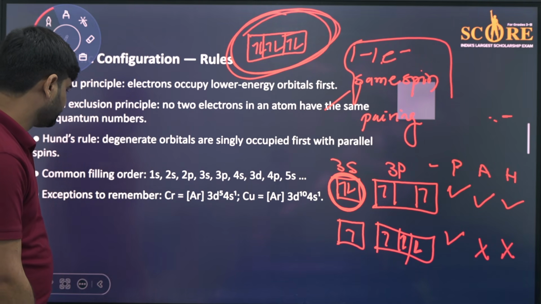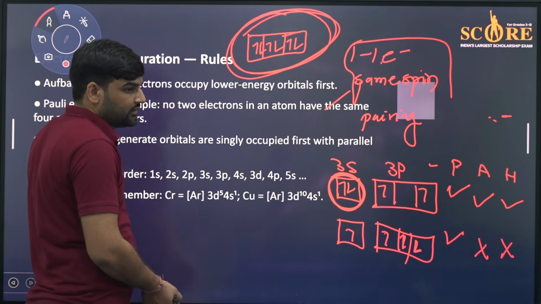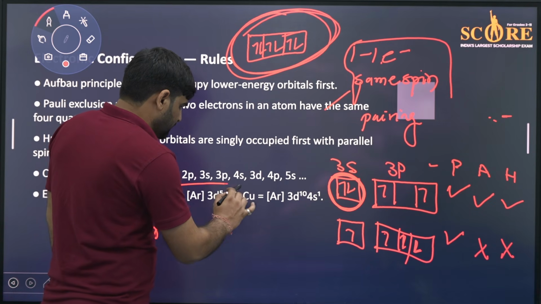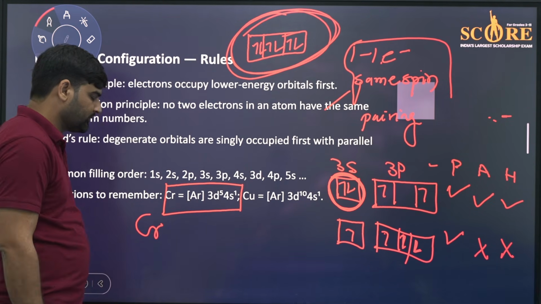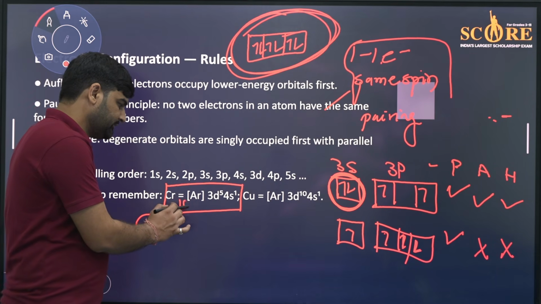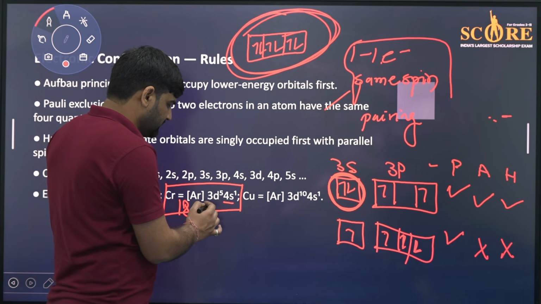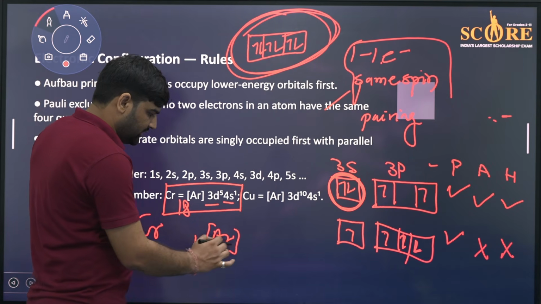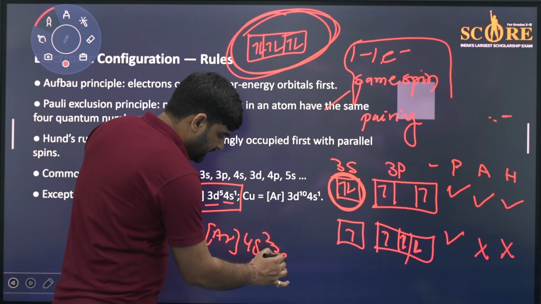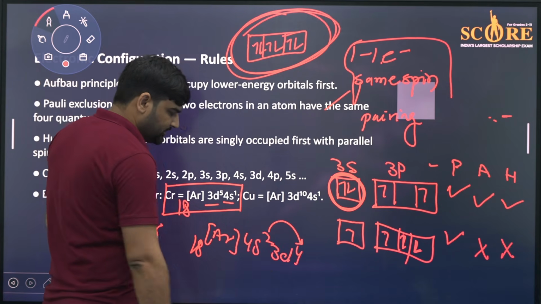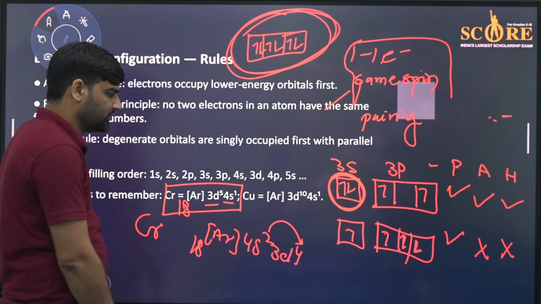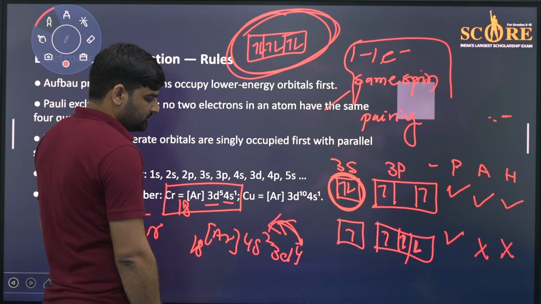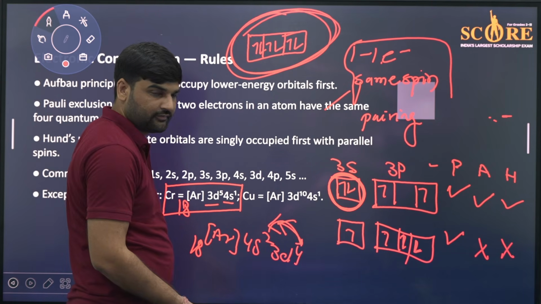Some electronic configuration exceptions are also present. In Cr, you have to write Ar 18, then 4s1 3d5. According to us, this should be Ar 18 4s2 3d4, but due to the half filled electronic configuration, sorry, this arrow goes to this side.